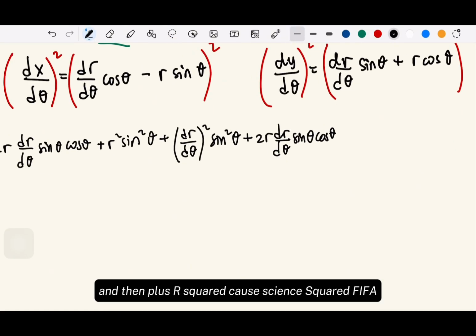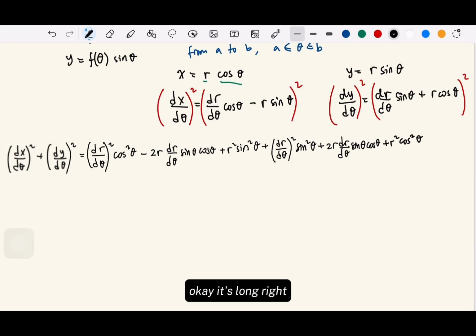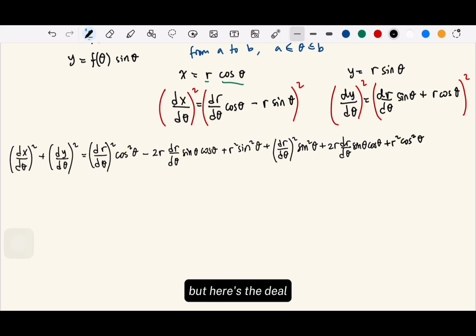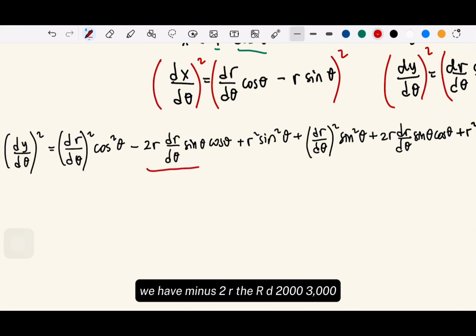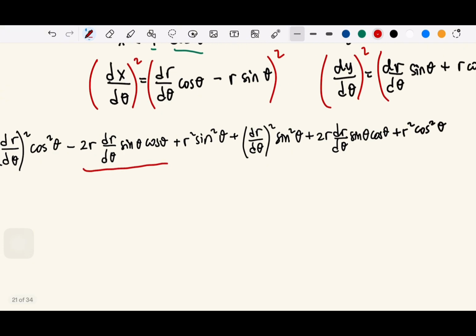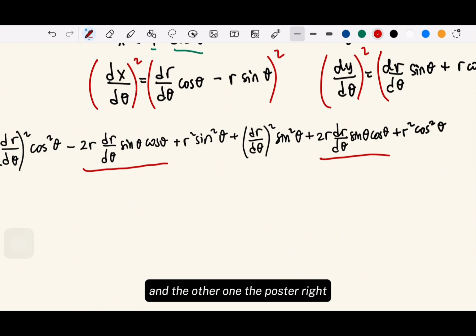And then plus r squared cosine squared theta. Okay, it's long, right? But here's the deal. We have minus 2r dr d theta sine theta cos theta, and the other one the positive, right? So we can cancel this.